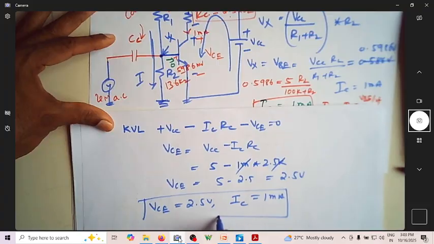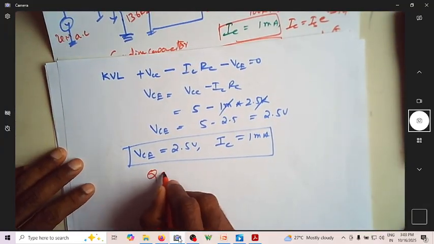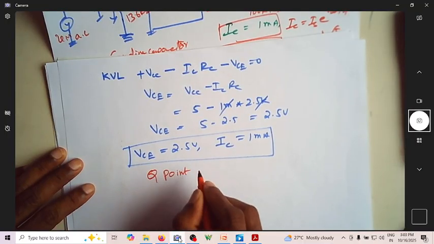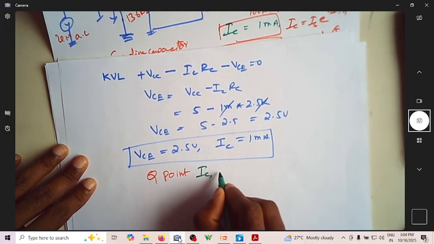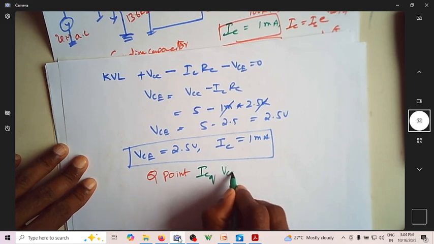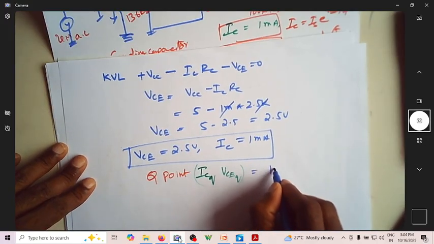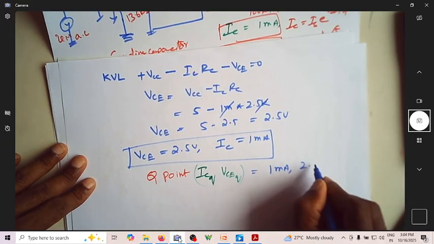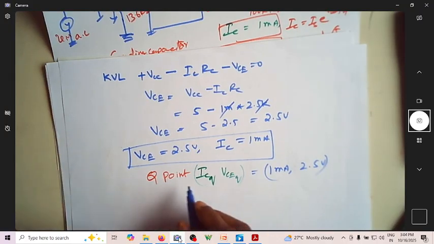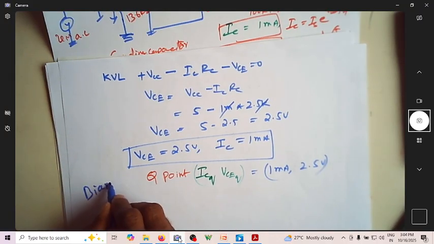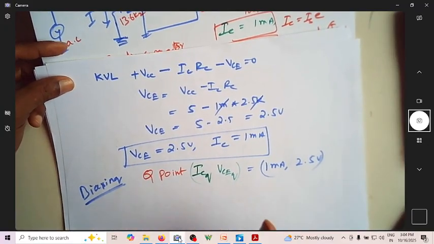This is called the biasing condition, which we also call the Q point of the BJT, which is nothing but ICQ and VCEQ. So what is that point? It is actually 1 milliampere, 2.5 volt. So this is the biasing. After biasing, I'm having these things.